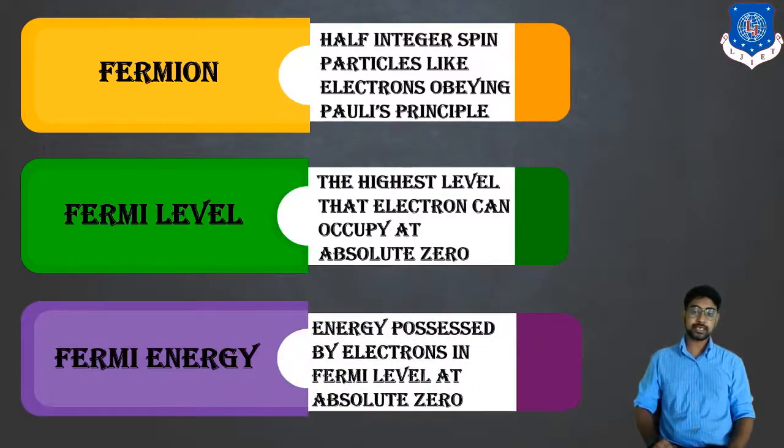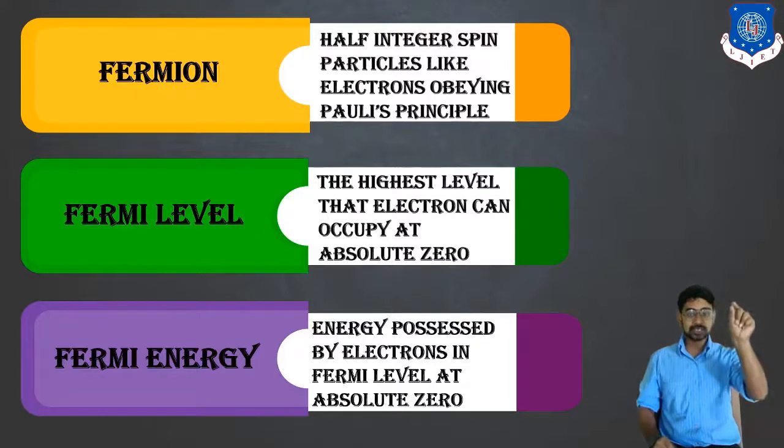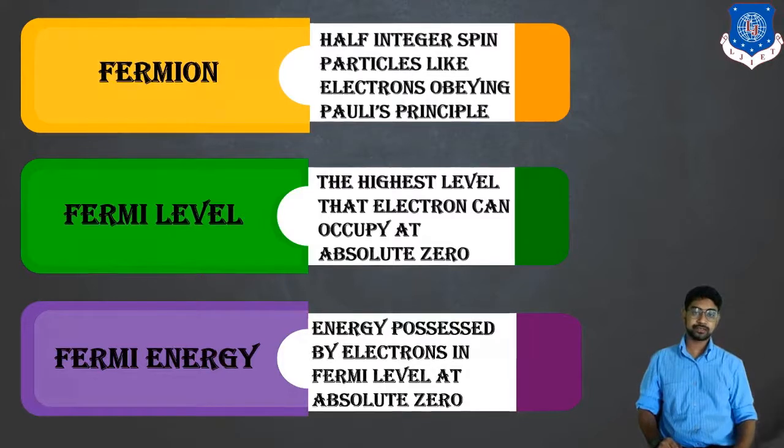After that we have Fermi energy. Fermi energy is nothing but the energy possessed by the electron on that particular level. So that electron's energy, possessed to reach the Fermi level, is known as your Fermi energy. So this is fermion, Fermi level and Fermi energy.